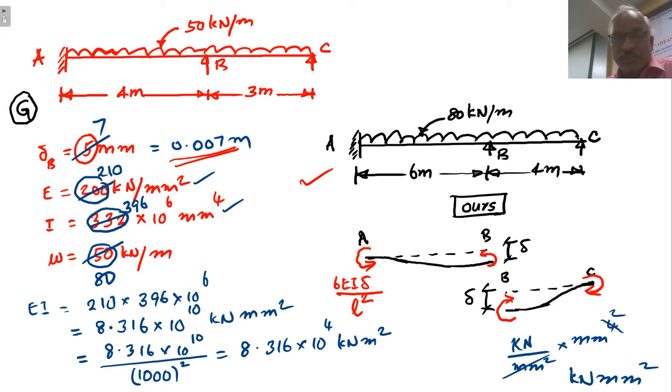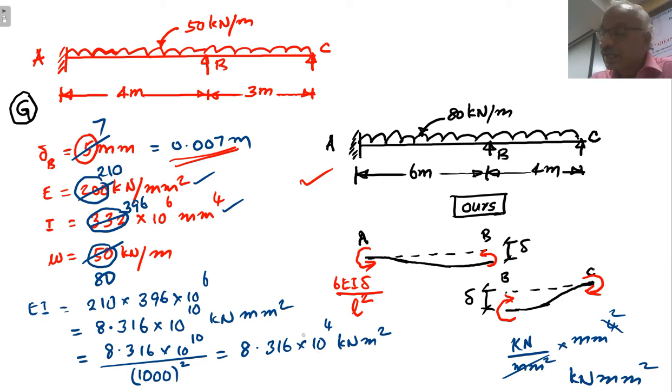Therefore, when the right support settles down, at both ends there will be an anti-clockwise moment 6 EI delta by L square. As far as BC is concerned, compared to C, B settles down. Therefore, at both ends you will have a clockwise moment of 6 EI delta by L square. This already we have done in slope deflection method, right? Of course, this point will be useful for those who are reading moment distribution method first, right? That's about the values. So delta equal to 0.007 and EI equal to 8.316 into 10 power 4.